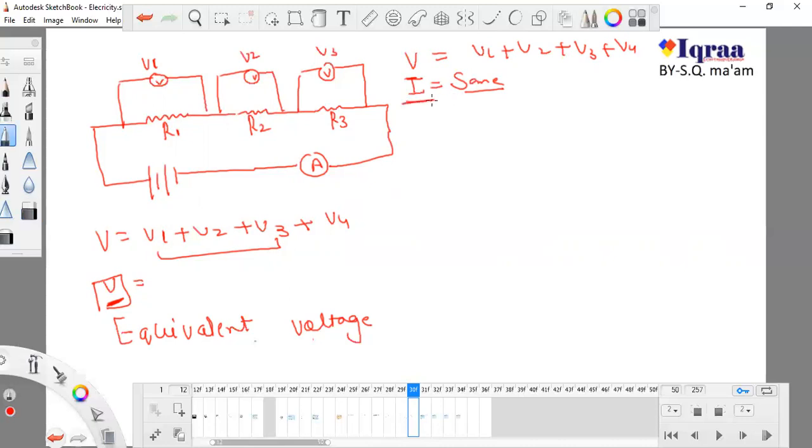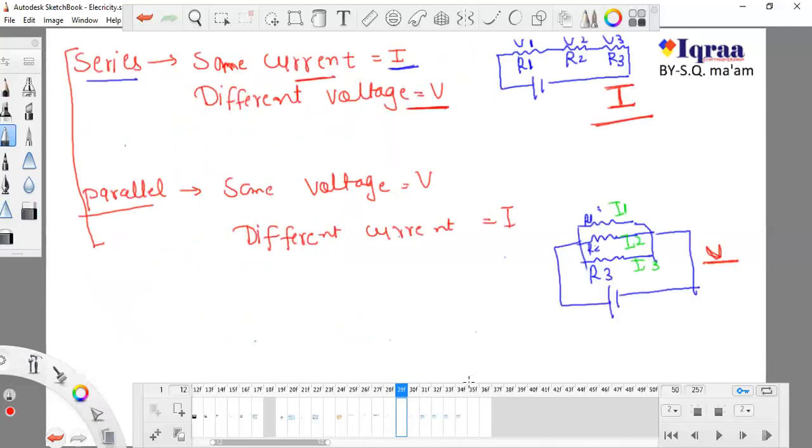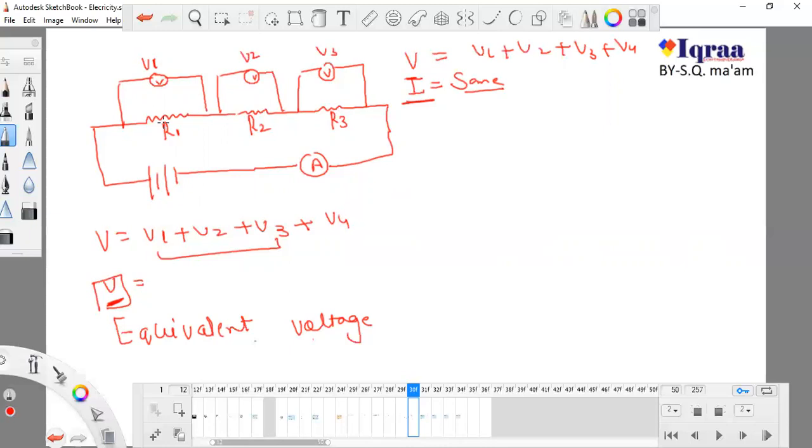And for I, there will be no equivalent current here because I'm not going to join I1, I2, I3. The value will be the same all over. According to our rule, the value of current will be the same in a series circuit, and we know that this is our series circuit. You can see that is our series circuit.